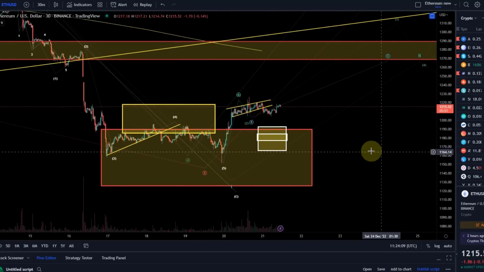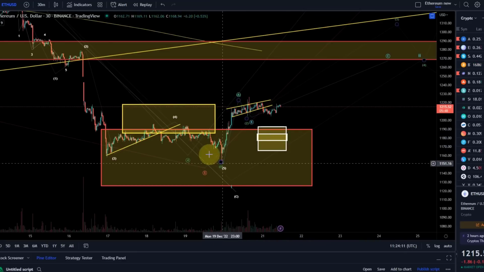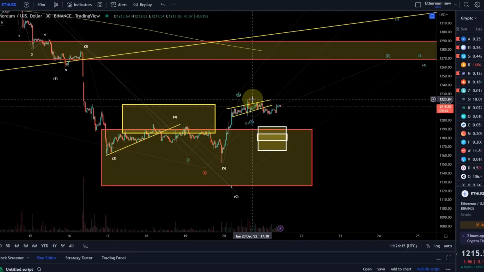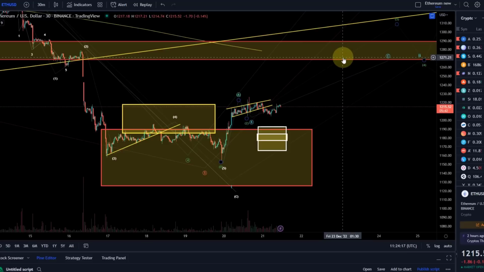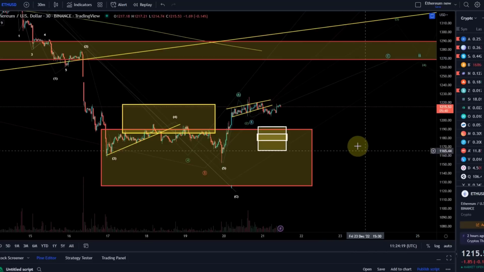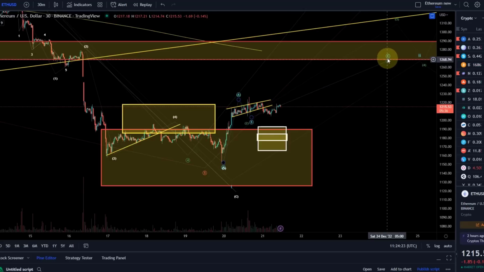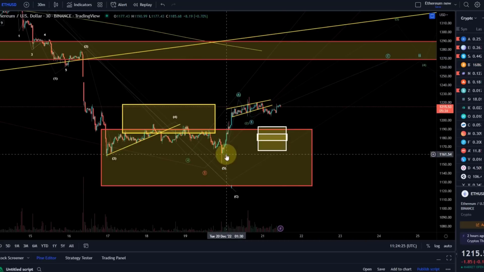But now the question is, so first of all, I think the bounce is still ongoing. I think we haven't seen the top yet. I think we still go higher before we see a strong reaction to the downside. Next key target would be around the 1270 area. However, how do we get there?